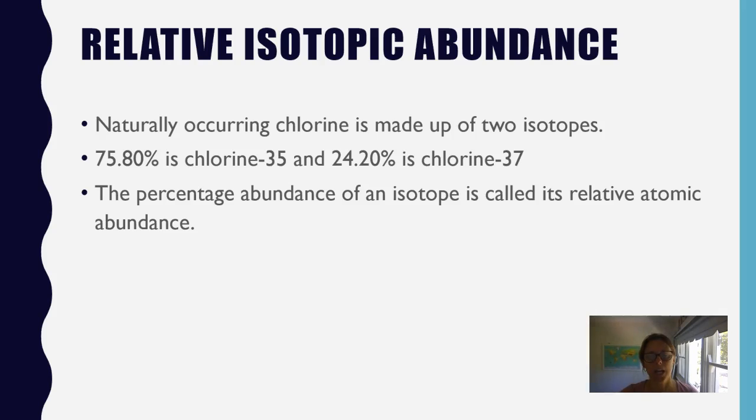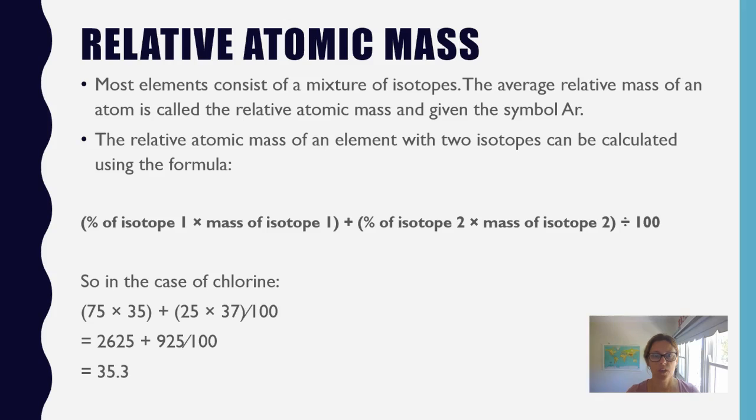We need to take into account the relative abundance of each of the isotopes. So looking here, chlorine-35 actually has a relative abundance of 75.8%. So 3/4 of the chlorine that we find is chlorine-35 and only 24.2% is chlorine-37. So we call that its relative atomic abundance, and we use that to work out its relative atomic mass. Most elements are a mixture of different isotopes, and we can use that here.